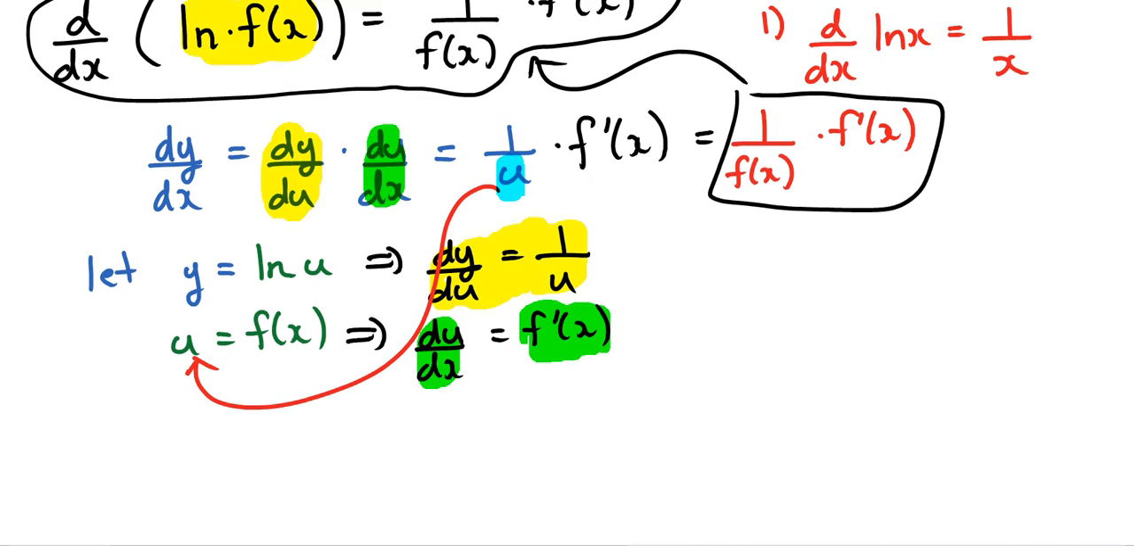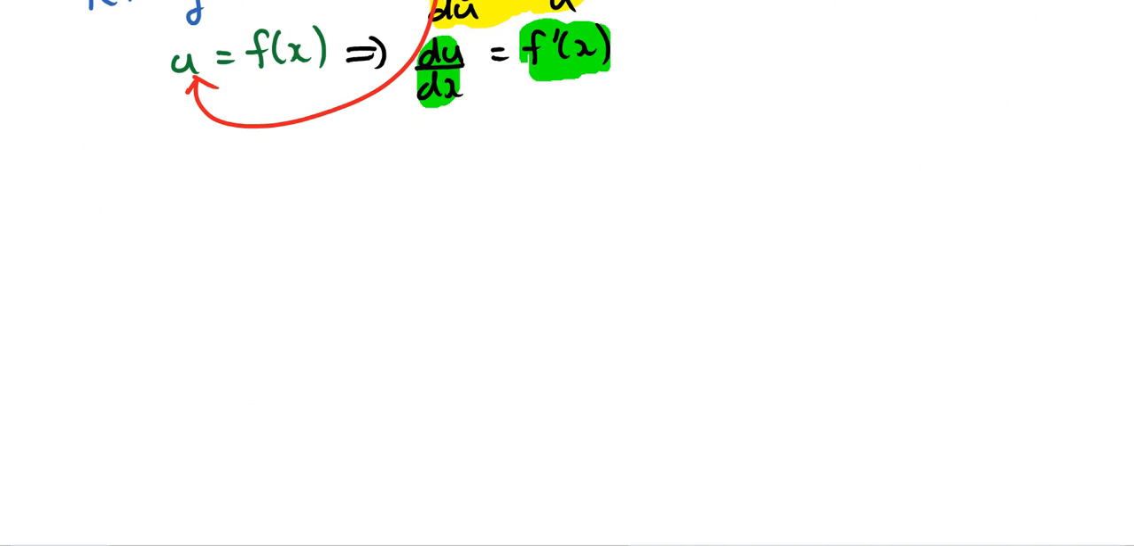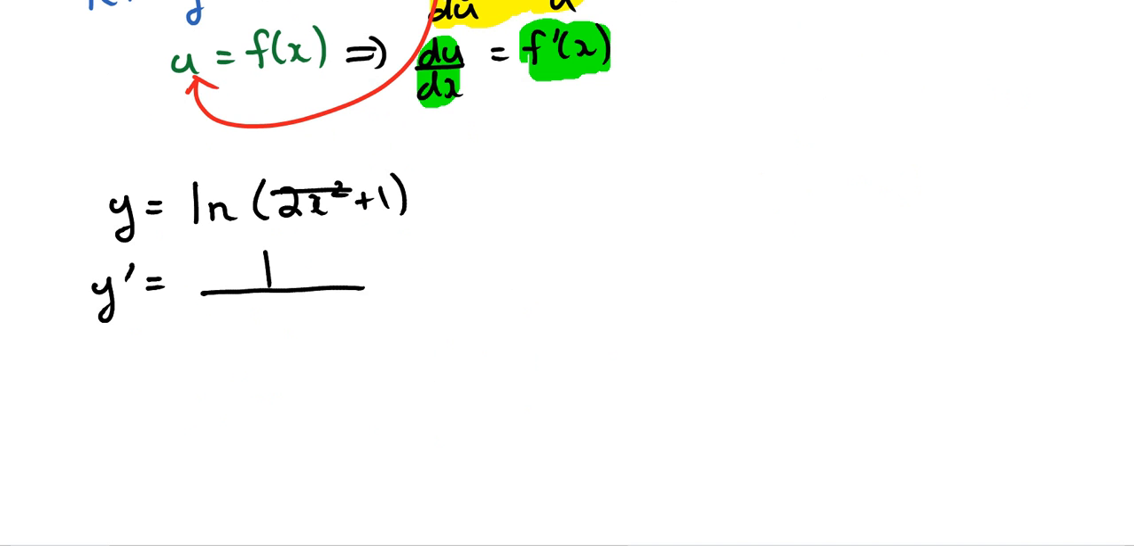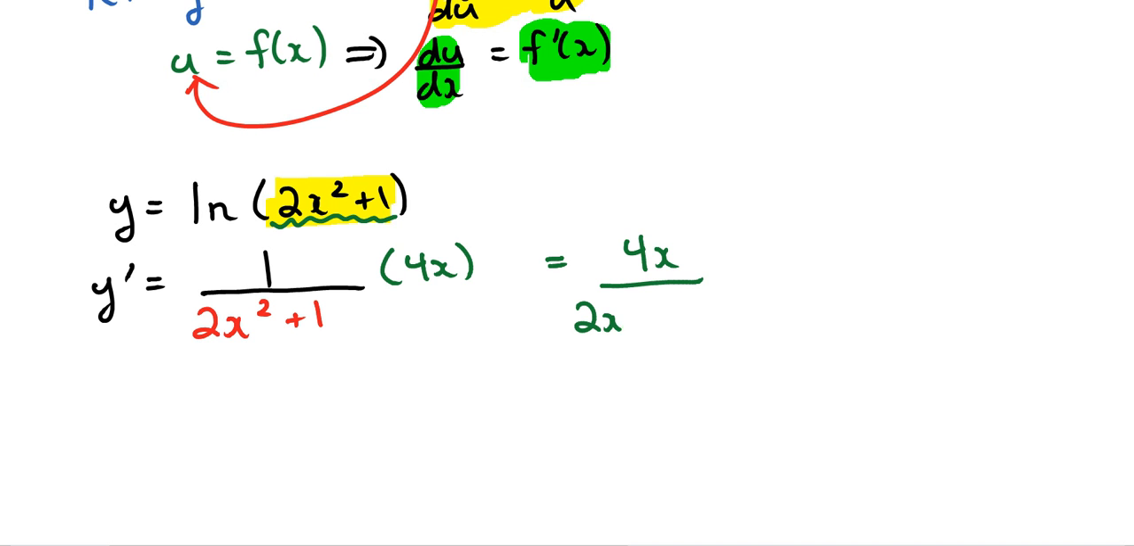Just before I move on to the next proof, let me do a quick example. If I have y equals ln of 2x squared plus 1, and I want to take this derivative, that's going to be 1 over everything on the inside, which is 2x squared plus 1. And then you take the derivative of the inside, which is going to be 4x. If you want to simplify that, it's simply 4x over 2x squared plus 1. Alright, let's move on with the next proof.